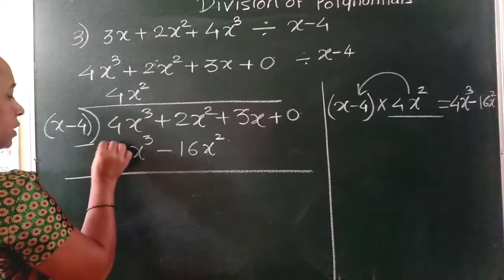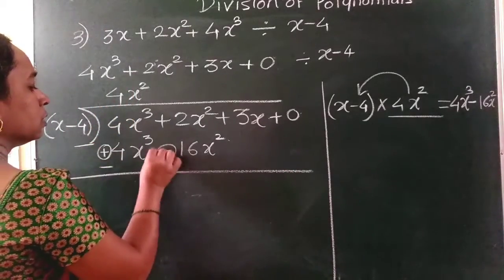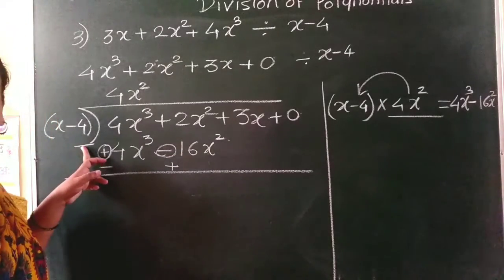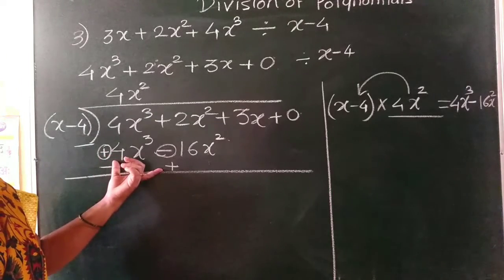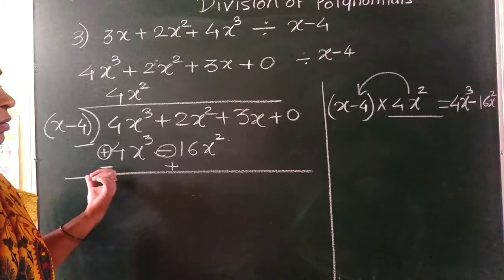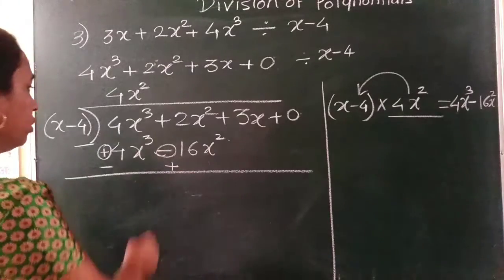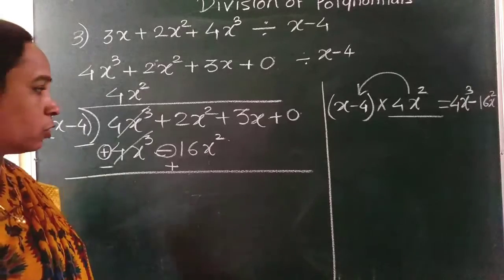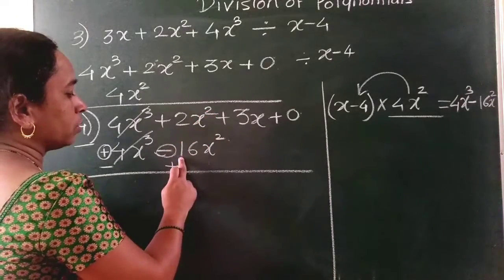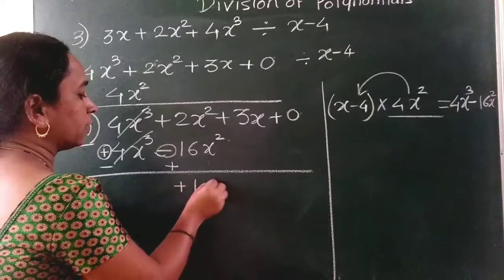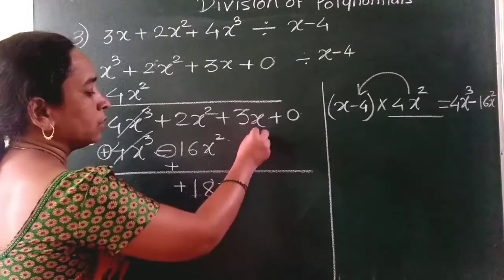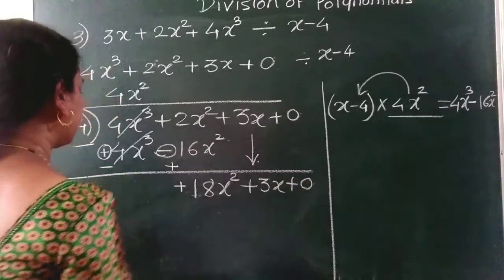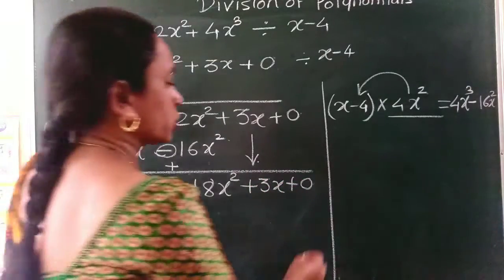Minus, this will turn into minus, this will turn into plus. Why do we have to change the sign? Because of the minus sign, the signs of the terms which come after the minus sign will change. It will be cancelled. Plus 4 minus 4, so it will be 0. Plus 2x square plus 16x square, that means here I will get the answer 18x square. Remaining terms, take it down. Plus 3x plus 0.